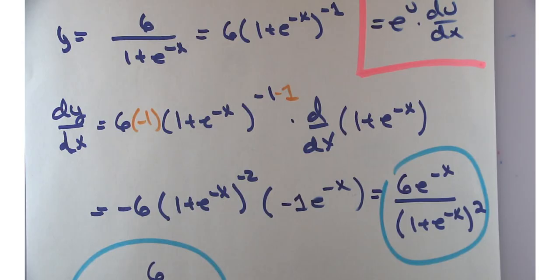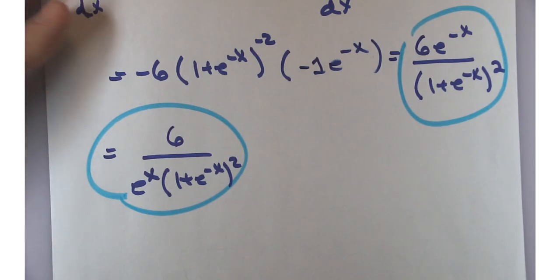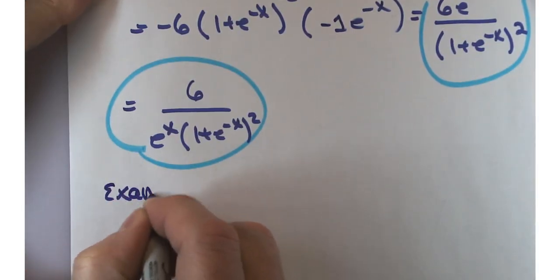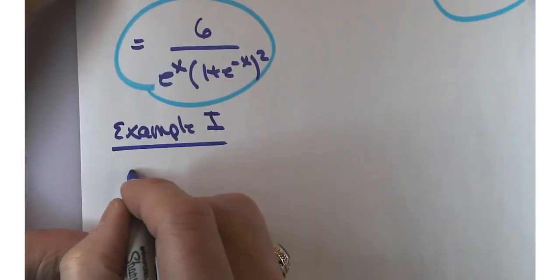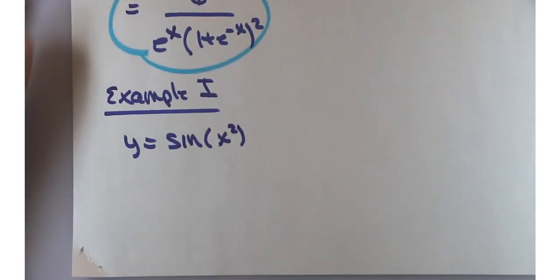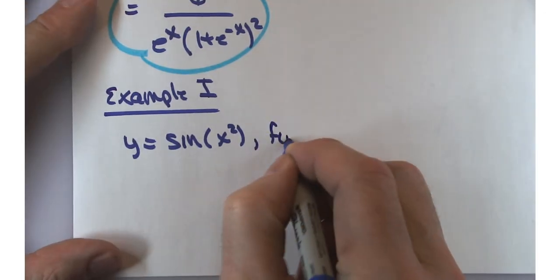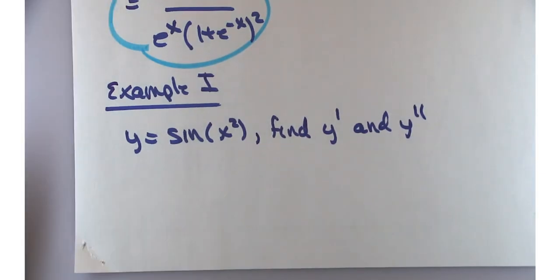Let's do example I. I know we're going to skip example G. Want to kind of finish things up here, and then we'll finish with example J, which is a look back at the Witch of Agnesi. Example I. So we've got y equals sine of x squared, and you're asked to find y prime and y double prime. What's y double prime anyways? Yeah, the derivative of the derivative, or the second derivative.